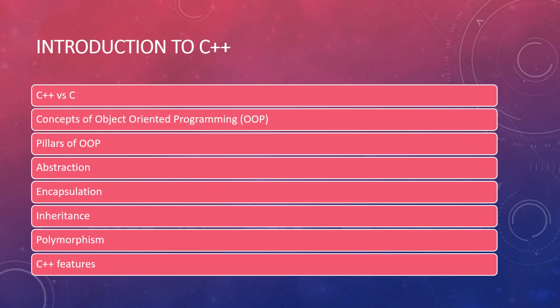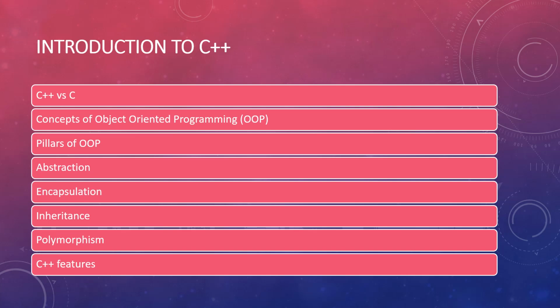So let's begin with introduction to C++. C++ is an object-oriented language, a powerful general-purpose programming language developed by Bjarne Stroustrup as an extension of C. It supports both procedural and object-oriented programming paradigms, making it versatile for various types of software development from system software to application. Let's talk about C++.